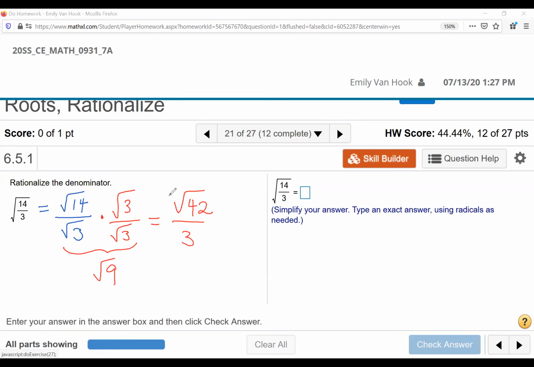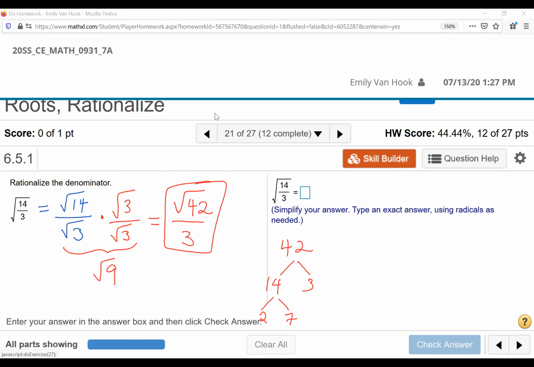Now, it's a good idea to check if 42 can be broken down, and it kind of can, but it's not going to involve any square roots. If you break it down into 14 times 3, and then 14 is 2 times 7, none of those are perfect squares, and there's no pairs of factors or anything. So I'm done at this point. Our final answer is the square root of 42 over 3.